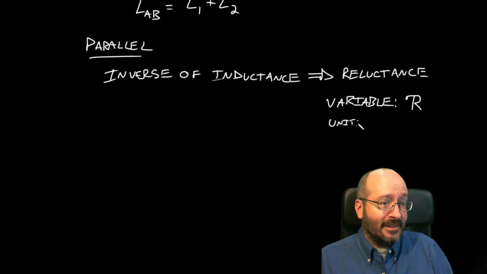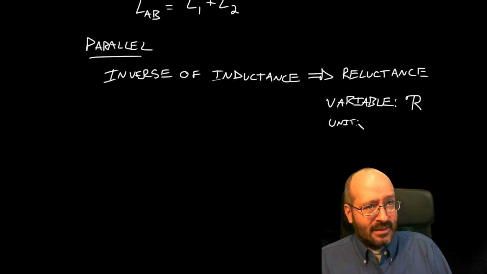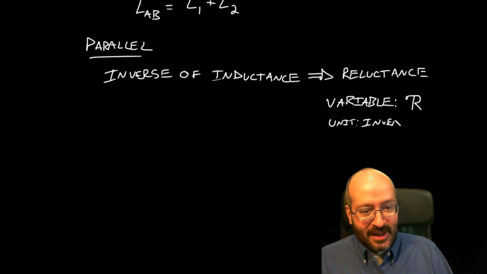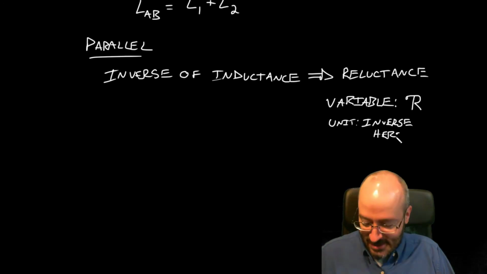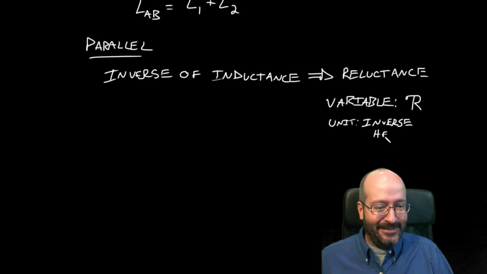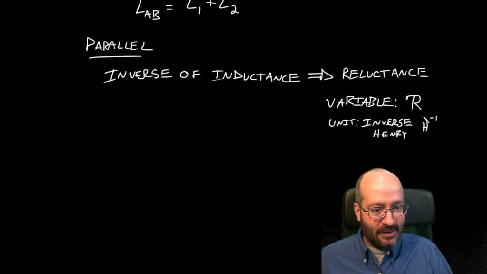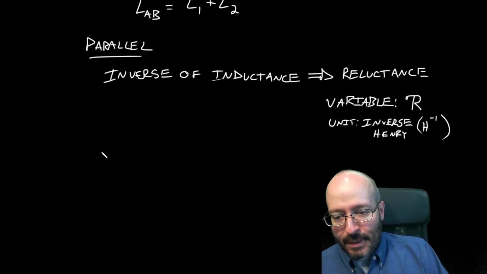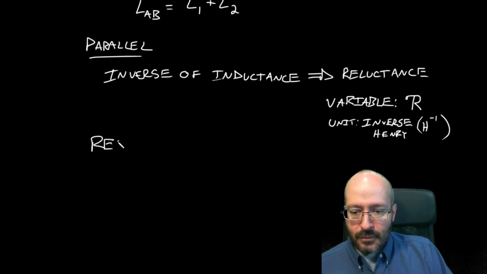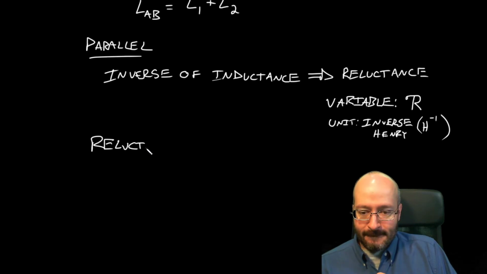For farads, the inverse was daraf. For henries, the inverse is, well, it's the inverse Henry. We lost our imagination and we just said, bump that. Let's use the inverse Henry, and it's going to be capital H to the -1 when we write it out. So that's reluctance. So in parallel, reluctances add.